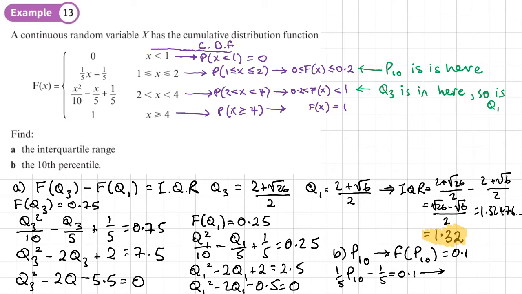So I'll just do 0.1 plus a fifth, 0.2, which is 0.3, 3 over 10, then times that by 5, and I get a value of 3 over 2. So P10 equals 3 over 2, or I can give that as 1.5. So let's just highlight that there as my value of P10.